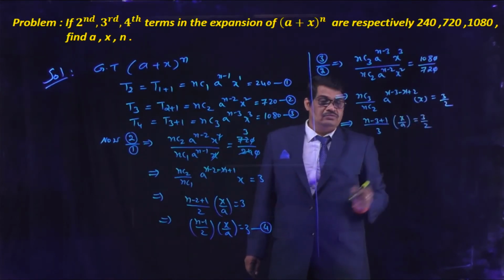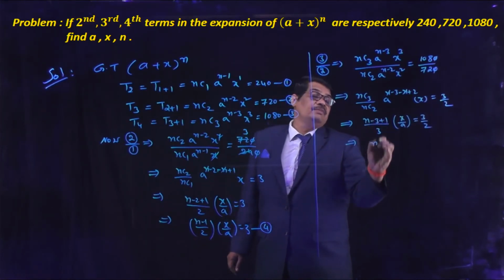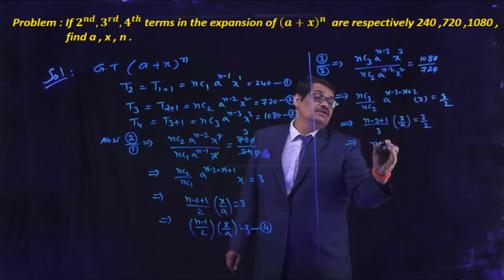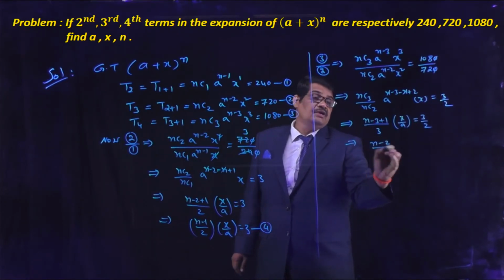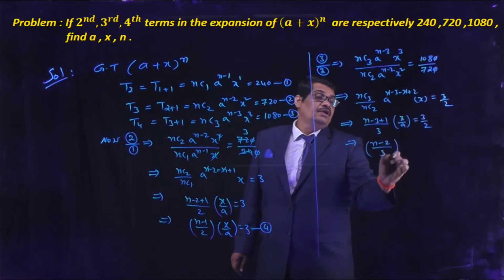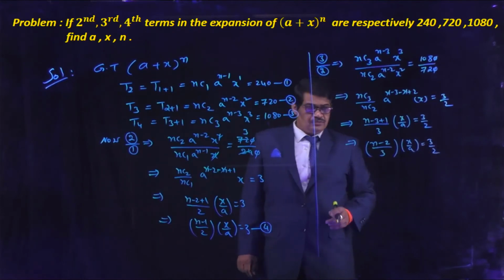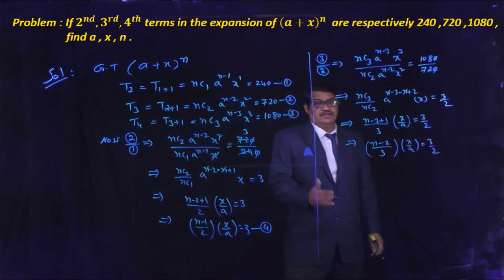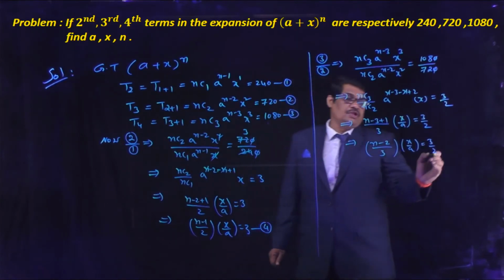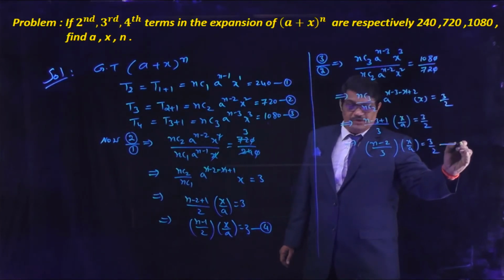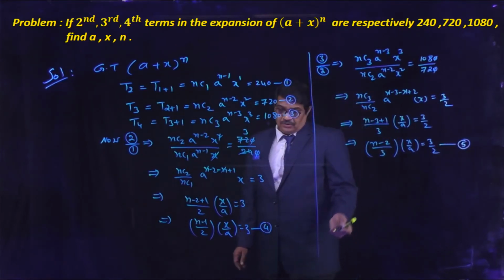3 by 2. Now we are writing this equation: n minus 3 plus 1, that is (n minus 2) by 3, into x by a is equal to 3 by 2. This is equation 5. Now we are writing 4 by 5.